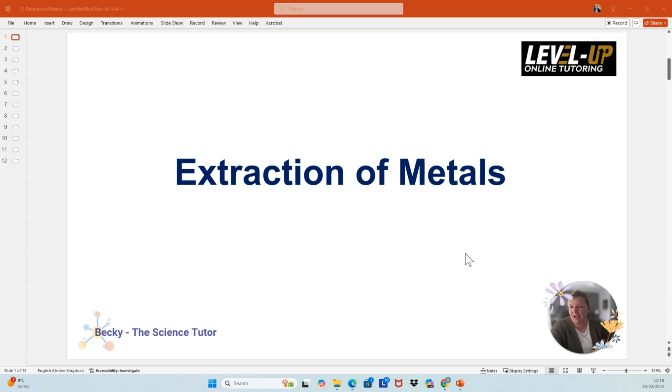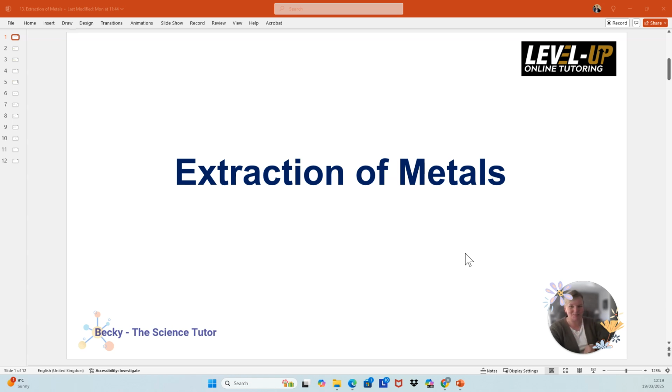So if you've ever wondered how we get useful metals like iron, aluminium and copper from rocks in the ground, well, it's not just as simple as digging them up. There's some serious chemistry involved. And in this session we're going to look at different methods of metal extraction, from using the blast furnace to electrolysis, and we're going to link this to how the reactivity of the metal plays a role in the process.